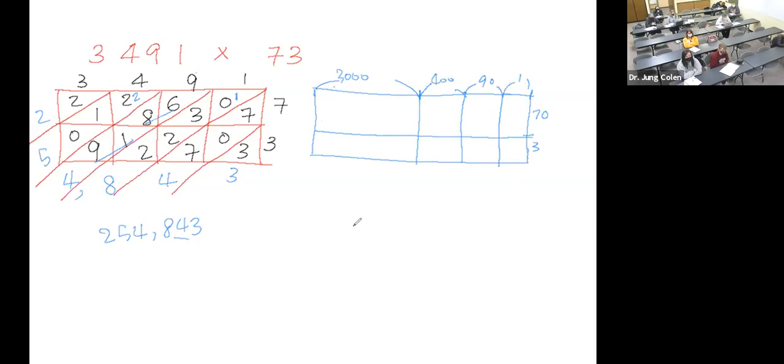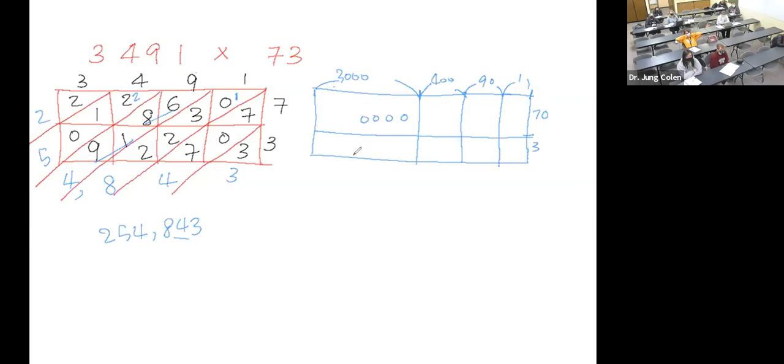Are you following me? Are you with me? Okay, so 3,491 can be broken into 3,000 plus 490 and 1. And on the other side, 73, 70 and 3. Then we fill in the rectangles with their areas. So here it's 3,000 times 70. So how many zeros do we have?